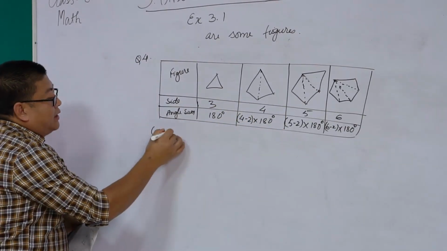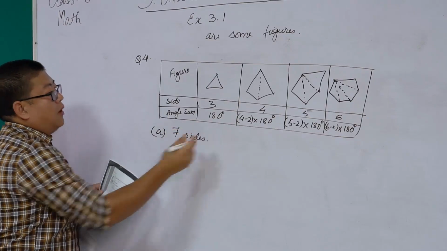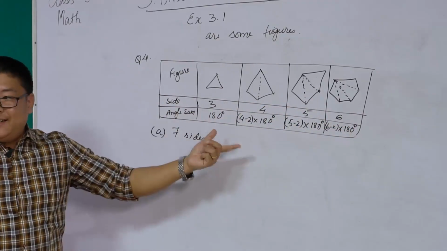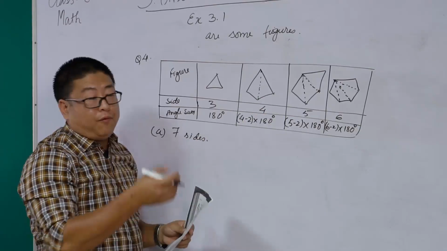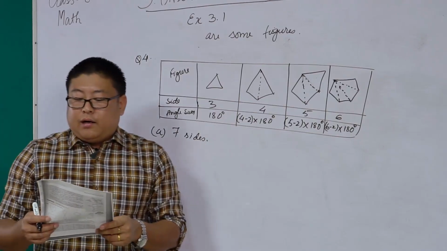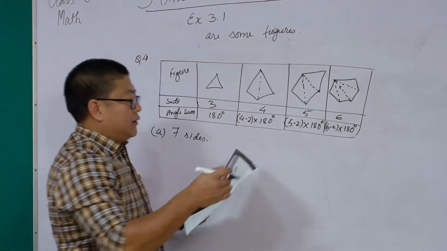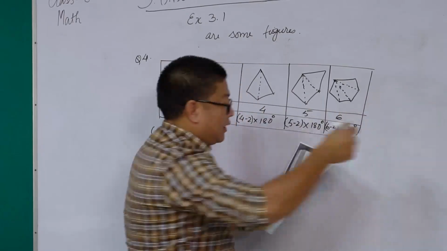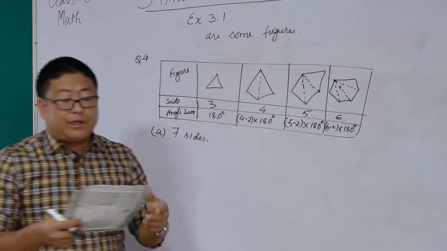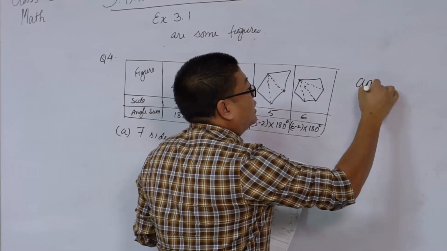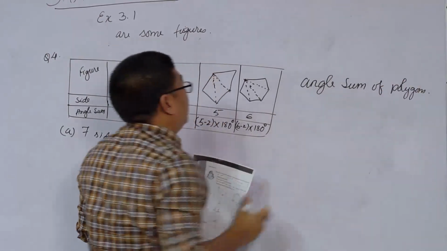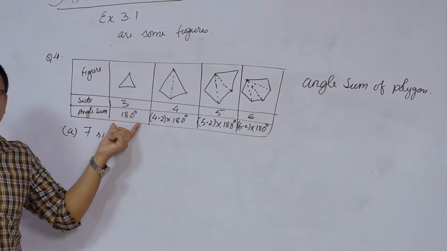The first is 7 sides. Now, they have given us examples of 3, 4, 5, 6. Before we go there, we have to know a formula with which we will find the angle sum of polygons. Now, we have already learned about triangle. It is 180.